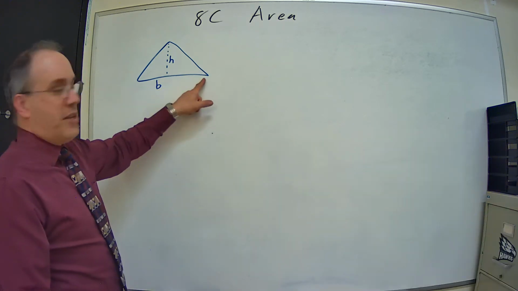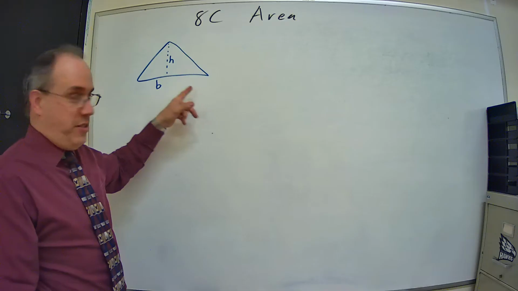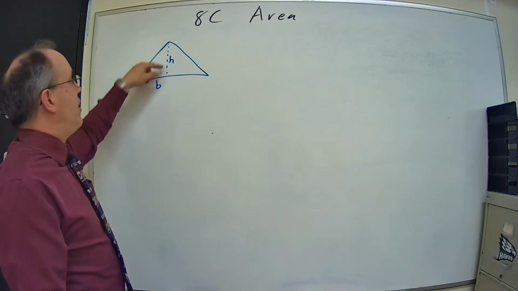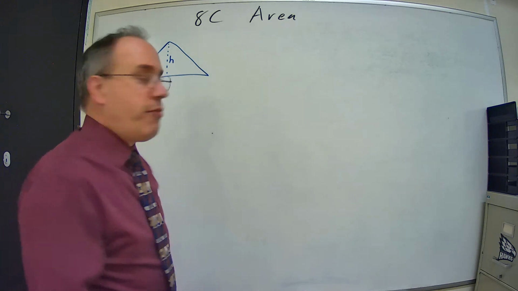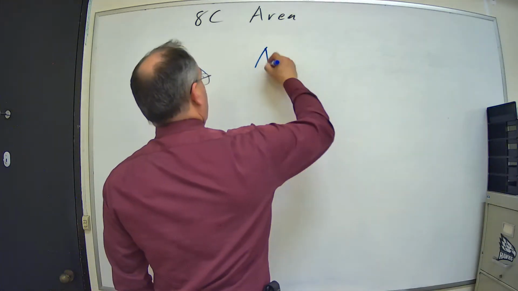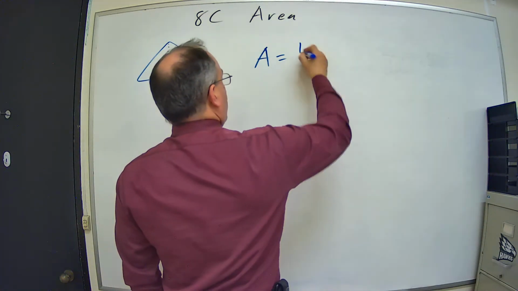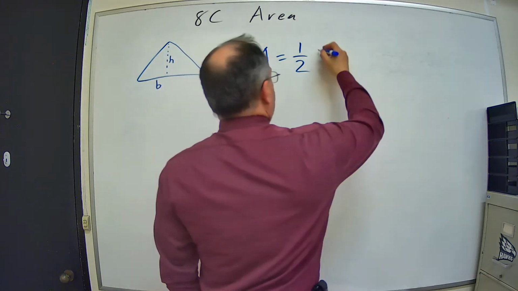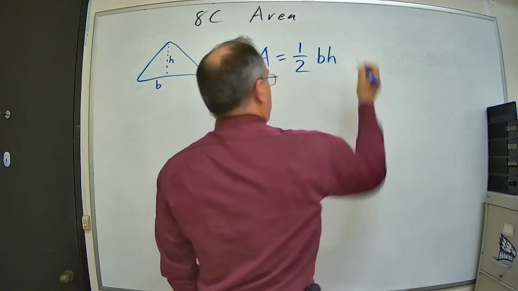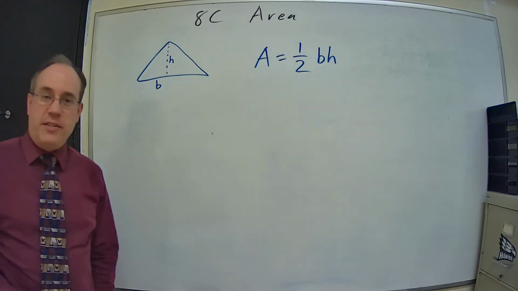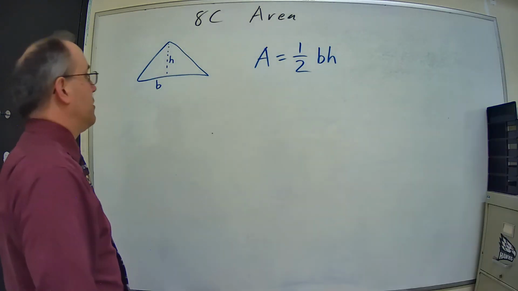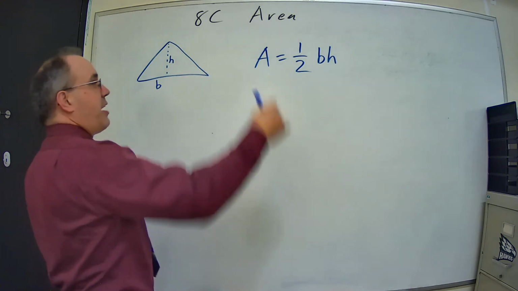So the length of this side, the bottom side, is the base, and we're going to have the height of the triangle. The area for a triangle is found by taking 1/2 times the base times the height. And that's going to give us the area of the triangle.